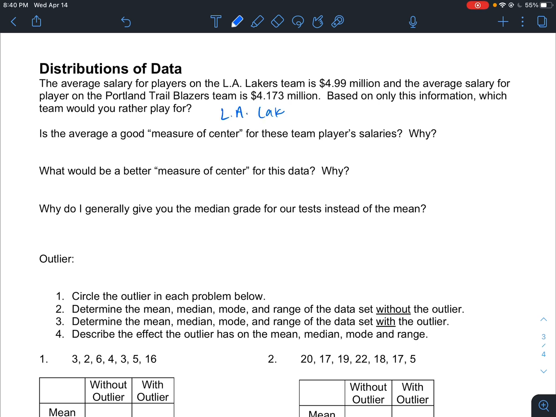Although you would never actually really ever want to play for the LA Lakers because they're the worst. But just if we're talking about data and trying to be objective, sure.